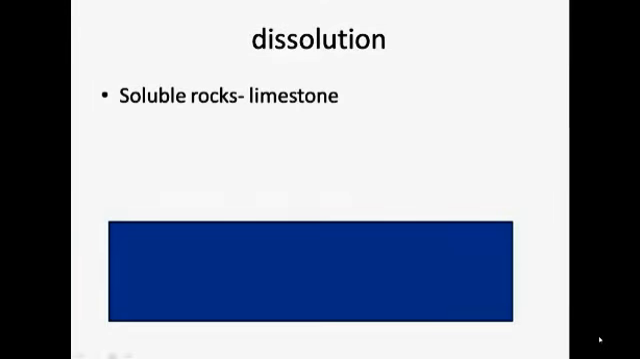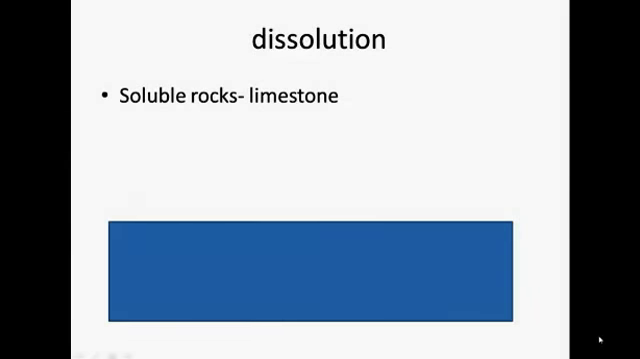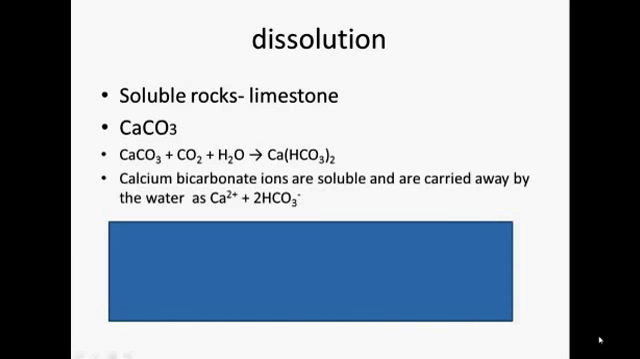Some rocks are soluble. Limestone is a great example. Limestone is made of calcium carbonate. When calcium carbonate reacts with water, especially if the water contains dissolved CO2, making carbonic acid, bicarbonate ions are formed. The bicarbonate ions are carried away by the water in the form of calcium ions and carbonate ions. I don't have a good picture to show of this happening because dissolved ions are not visible in water.